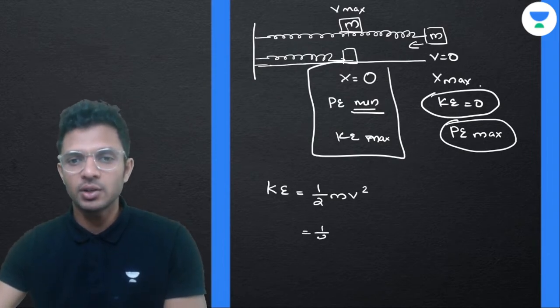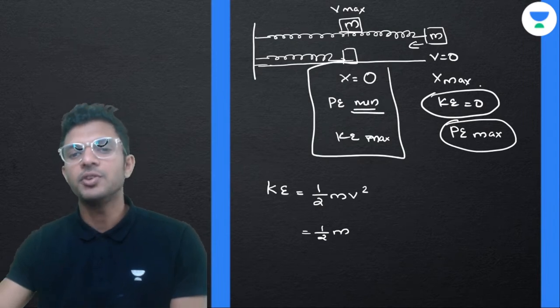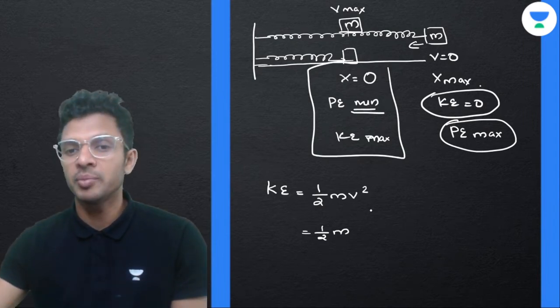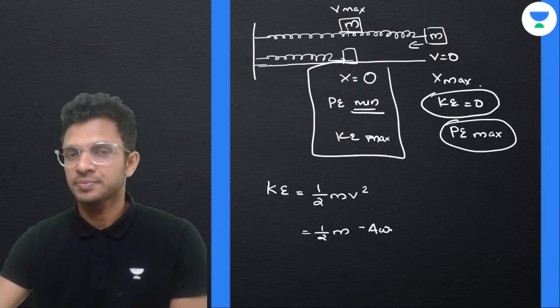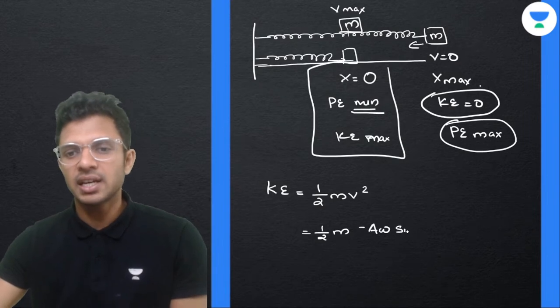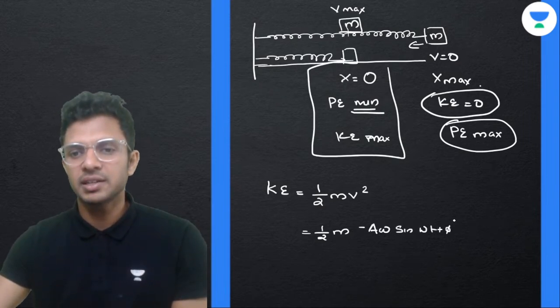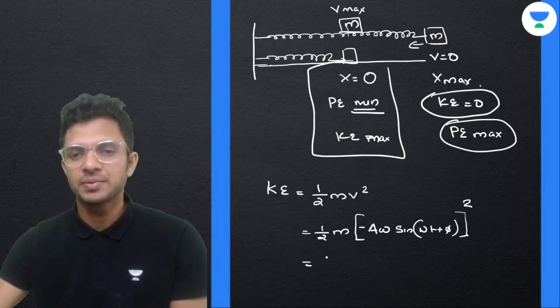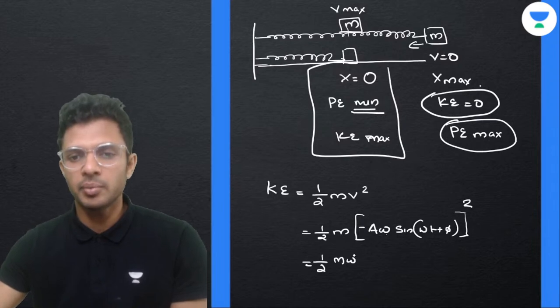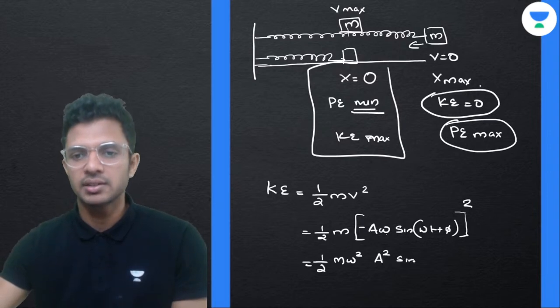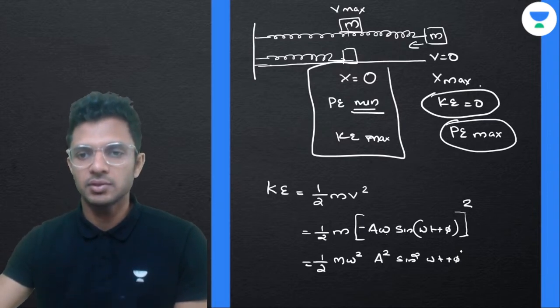ठीक है, so that is equal to half into m into v. v का फॉर्मूला क्या है? How many of you do remember velocity का फॉर्मूला? Minus a omega sine omega t plus phi. याद है ना? याद नहीं है तो याद करना ही है, square कर ले. So what happens? So this will be equal to half omega square, and m we have m omega square, negative will be cancelled, so this will be a square sine square omega t plus phi.